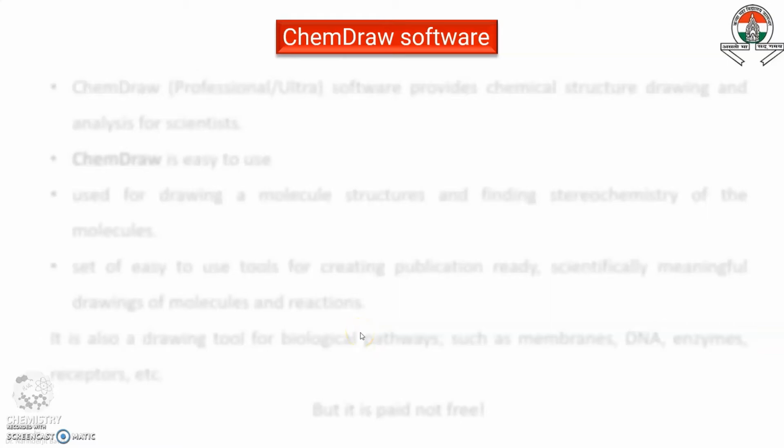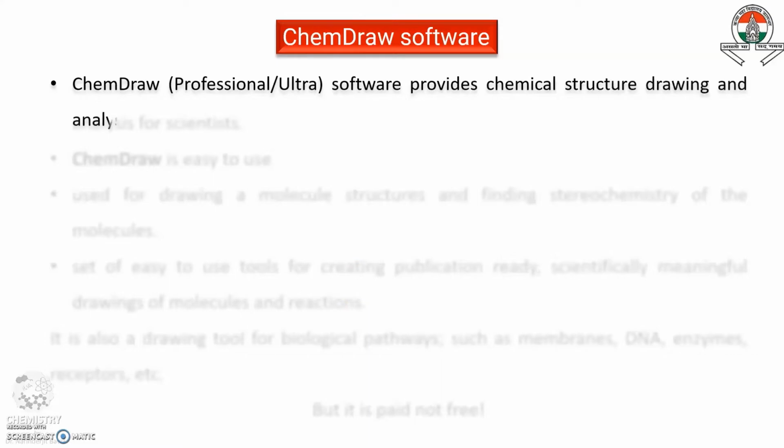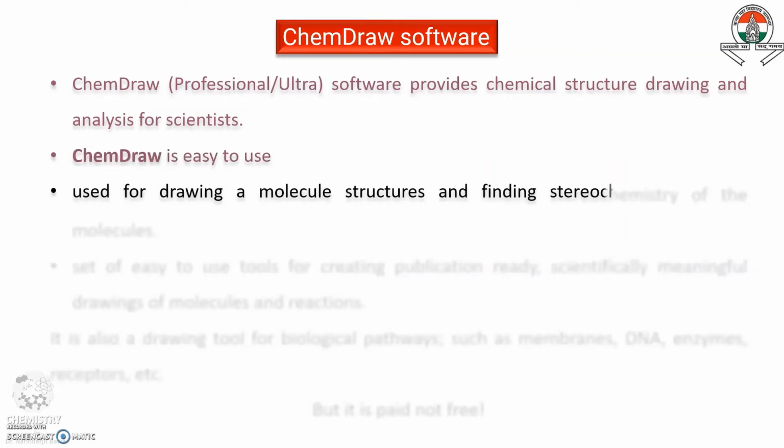In this video, we are going to learn about ChemDraw software, which we can use offline and can download on our PCs, right? ChemDraw Professional or Ultra software provides chemical structure drawing and analysis for scientists. ChemDraw is easy to use. It is used for drawing molecule structures and finding stereochemistry of the molecules.